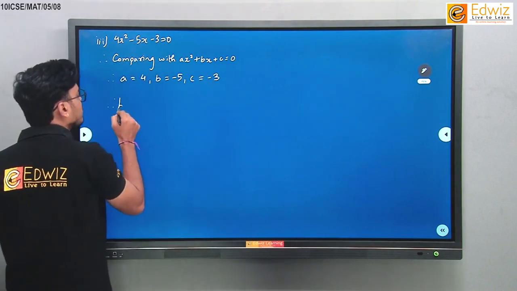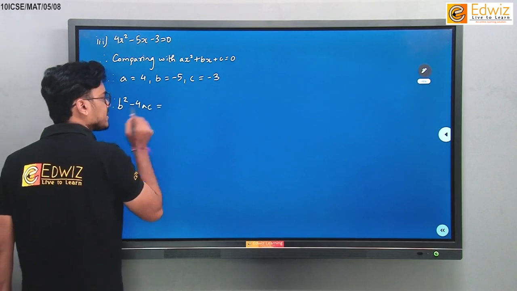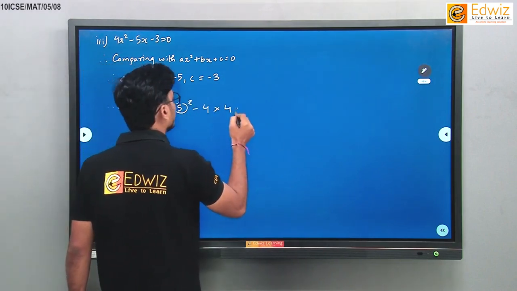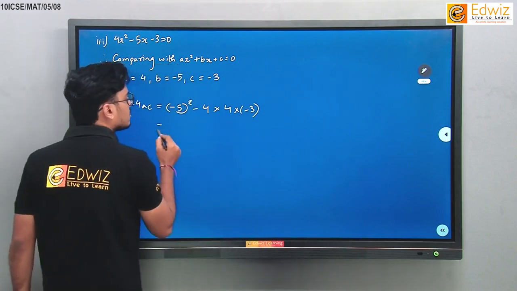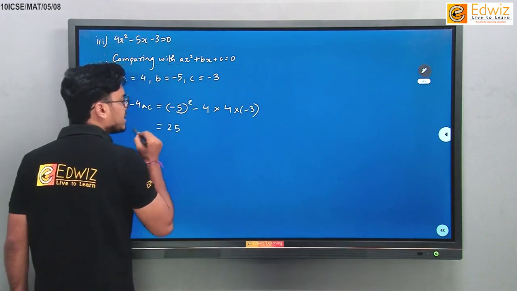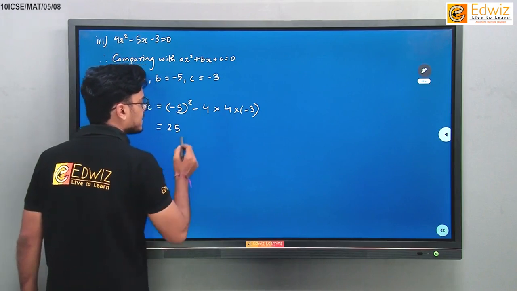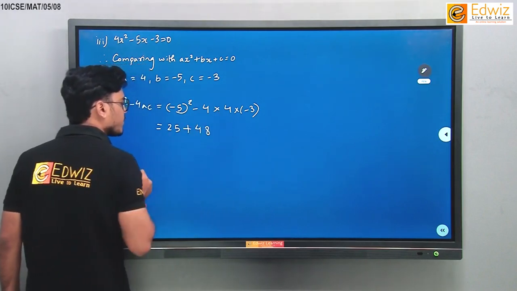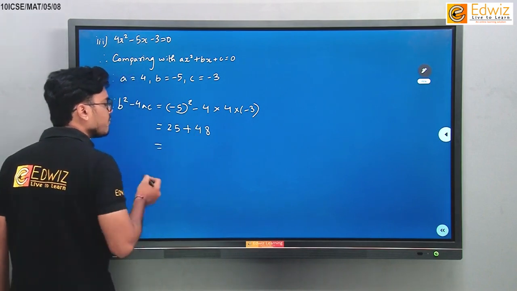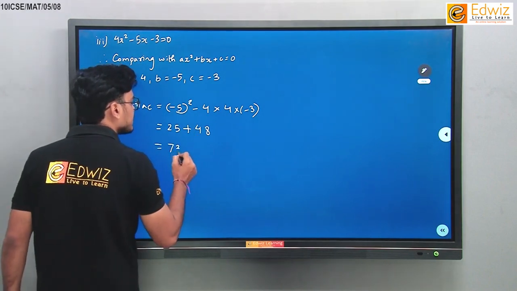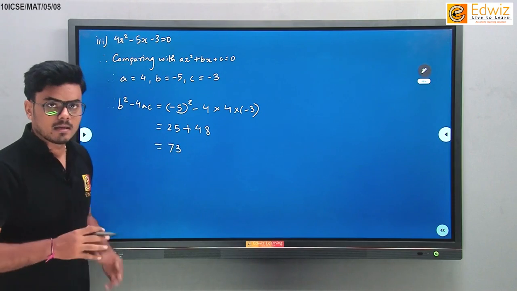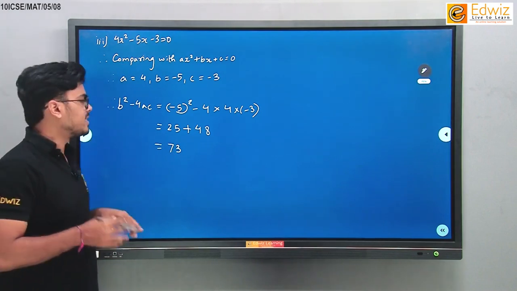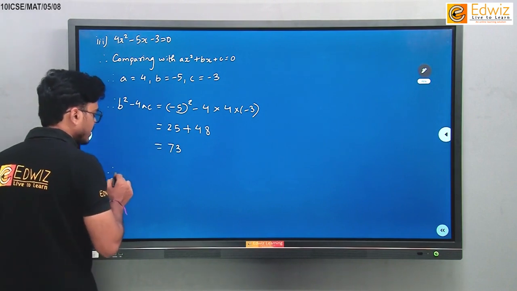So let us find the value of b square minus 4ac, the discriminant. Minus 5 square minus 4 into minus 3. So minus 5 square will be positive 25. Minus 4 into minus 3 will be positive 12. 12 into 4 is 48. Once again, when you add these two, you will find out that the sum is 73 again. So this time also the square root part will be same. We'll just take the same value and solve the question.